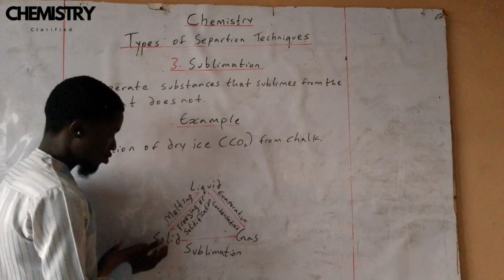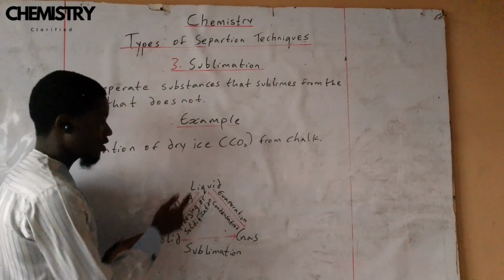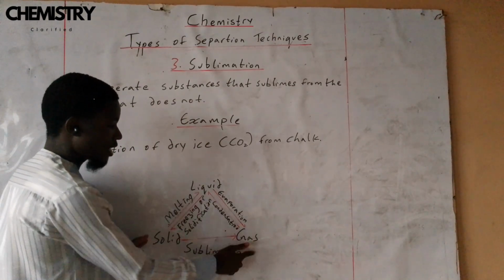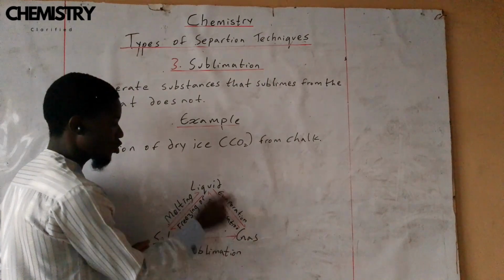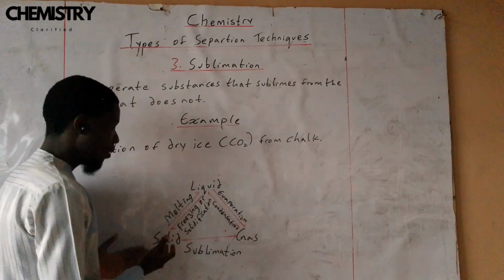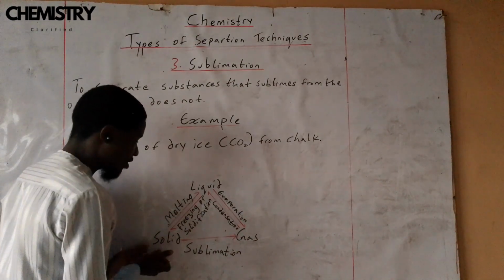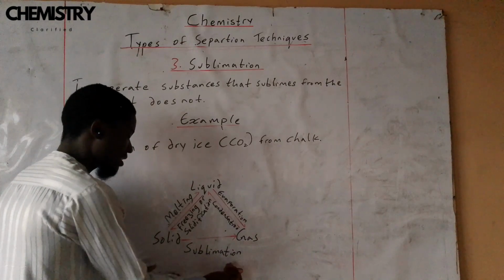Now, when you have something going from solid to liquid, that is melting. From liquid to solid, that is freezing or solidification. If a liquid is turning to gas, that is evaporation. If a gas is going back to liquid, that is condensation. But the key takeaway is that when you have a solid moving directly into gas, that is sublimation.